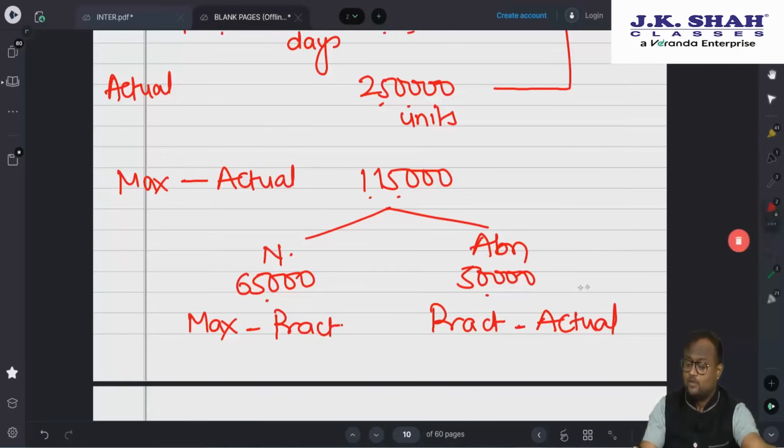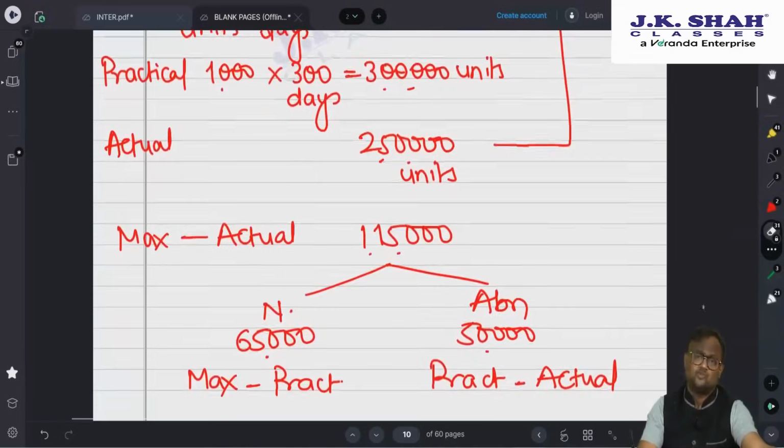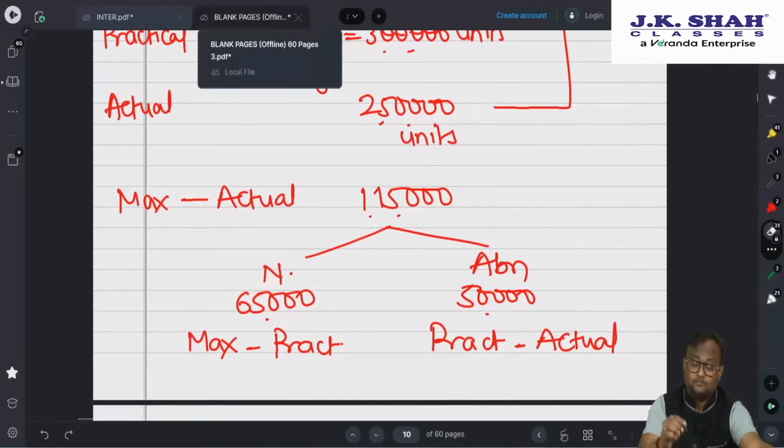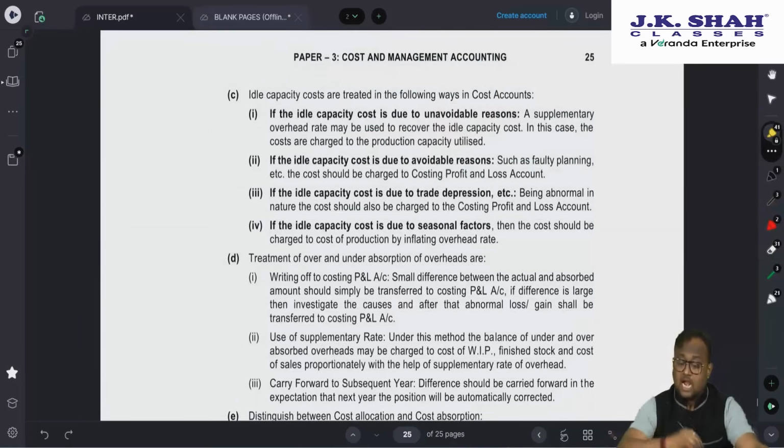Now my reason is probably there is no demand of more than 2,50,000, so I produce 2,50,000. So I will be answerable only for abnormal. Now what are they saying? Idle capacity cost, how is it treated in the books of accounts? If it is due to unavoidable reasons, meaning natural reasons, normal reasons, then they will be charged to the production capacity, they will be charged to the customer.